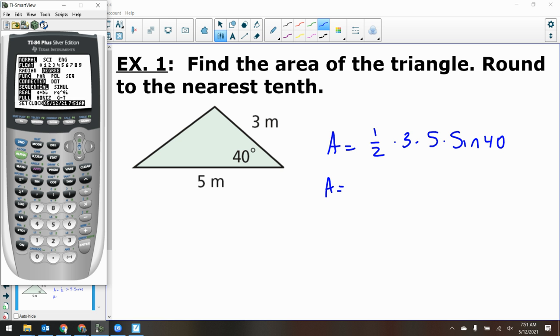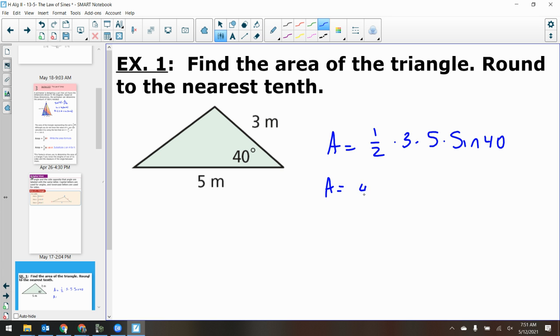I'll make sure I'm in degree mode. Yep, I'm in degree mode. So 4.8.